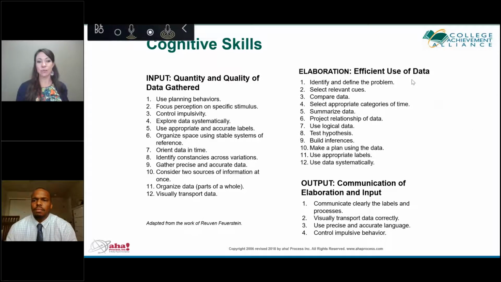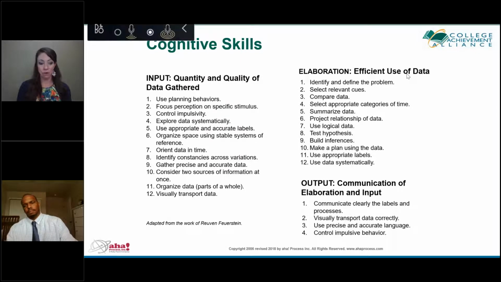Oftentimes in higher ed, we start with elaboration. One example, I taught developmental psychology and I was like, okay, you guys need to come up with a research question. That was step one. In order to come up with a research question, you have to identify and define the problem, right? So they had to come up with a problem, define it, look at the research, compare some data, and try to figure out what their question was going to be. Well, go back to input.